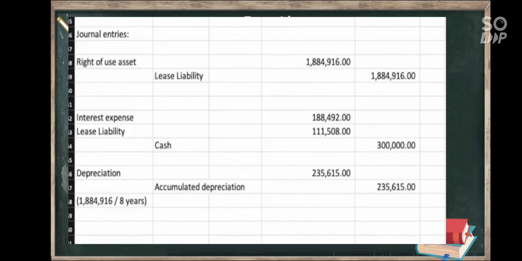Here now is the depreciation. The depreciation is 235,615 debit, and accumulated depreciation 235,615 credit. How did we get the 235,615? We divided the present value of about 1 million by 8 years. So the depreciation is based on the lease term of 8 years because there is neither a transfer of title nor purchase option. It was stated in the problem.